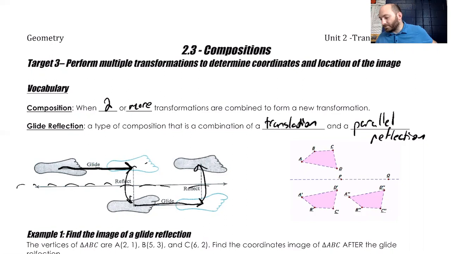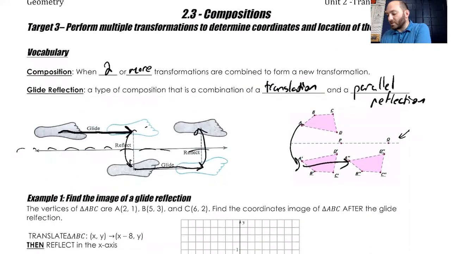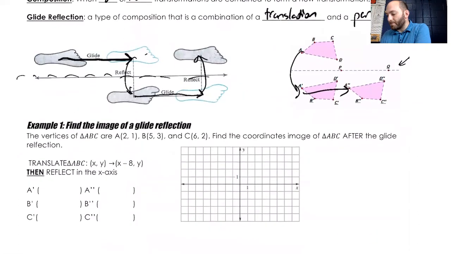In this case, instead of translating first or doing the glide, this one technically does the reflection first. Whoops, didn't want that extra mark there. Reflection followed by a glide. Again, it reflects over a horizontal line like this, and then moves in a horizontal direction. I could do something very similar. I don't have a lot of space to do this. Let's try this one.